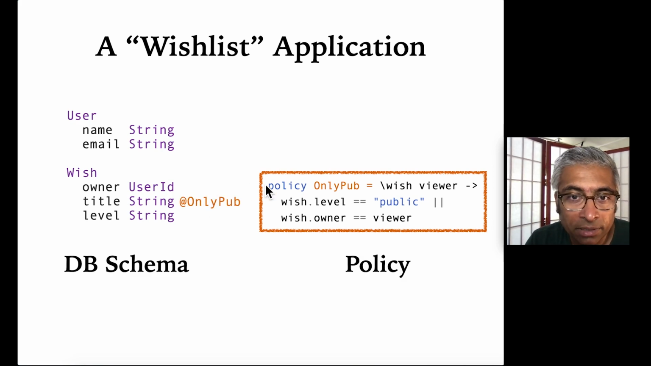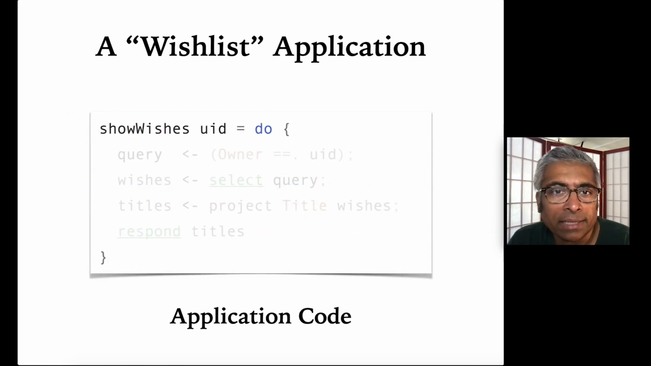What I'm going to do now is take this predicate and attach it to this row of the wish table. And it's going to say that the titles or the descriptions should only be visible to the owner unless they're explicitly marked as public. Now let's look at an example application.